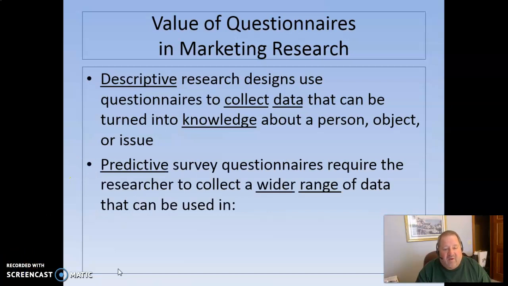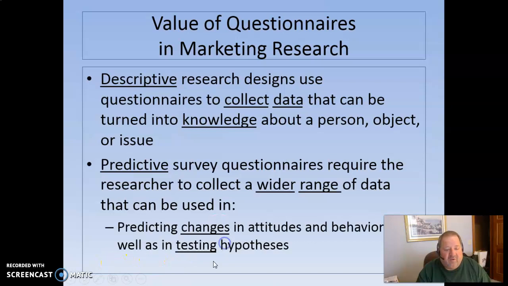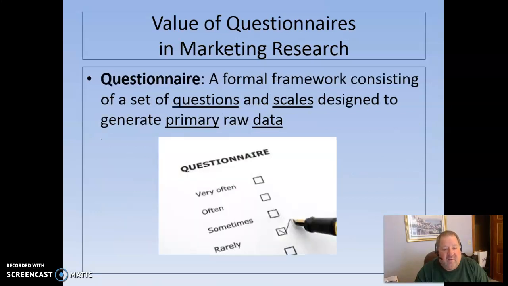Predictive survey questionnaires collect a wider range of data, and that is often used to predict changes in attitudes and behaviors, as well as to test hypotheses. If we add this new feature to our product, will people buy it? You all are familiar with what a questionnaire is. It's just a set of questions that, as we learned in prior weeks, uses scales to measure intensity so that we can generate raw data, and then from that data we can analyze it to make good decisions.